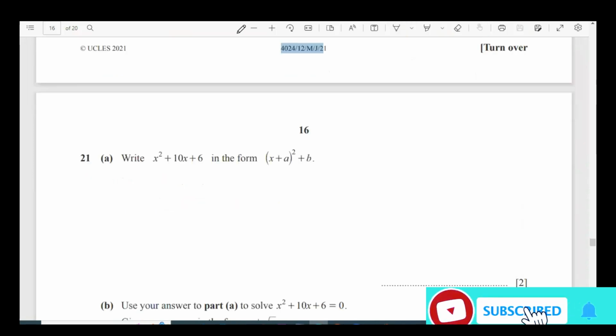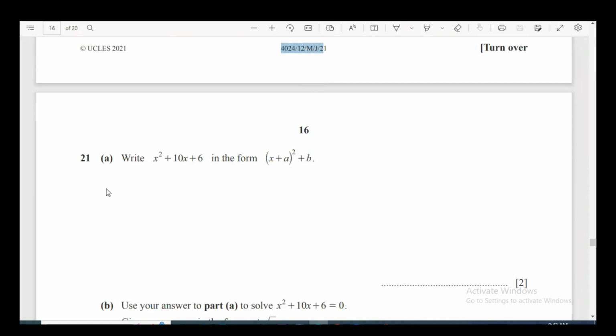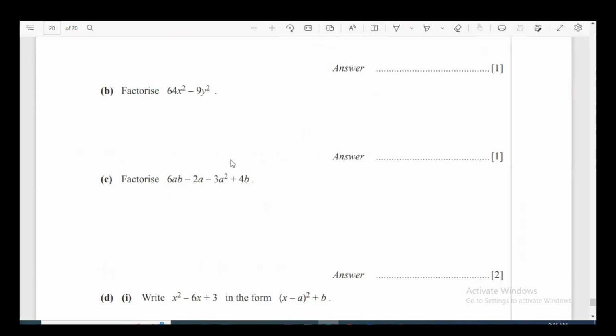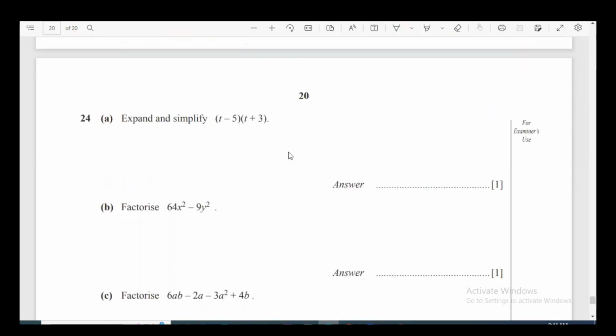And the next paper is 4024, paper 1, variant 2, May June 2021. In this question number 21, write x square plus 10x plus 6 in the form x plus a square plus b. And the third paper is 4024, paper 1, variant 2, May June 2019. Of the question number 14 is write x square minus 7x plus 5 in the form x minus a square minus b.